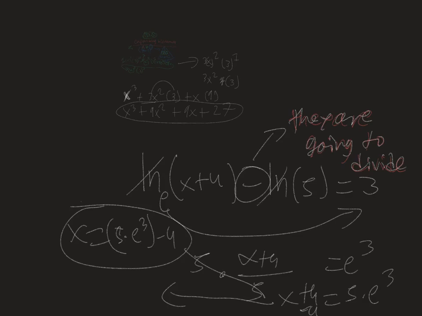All right, let me get my calculator real quick. 5 times e cubed minus 4. Okay, that is going to be 96.43. So that is our final answer for that.